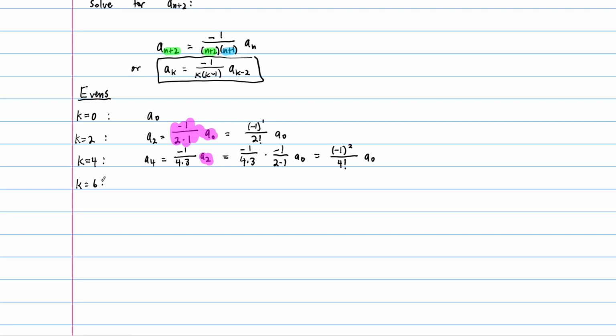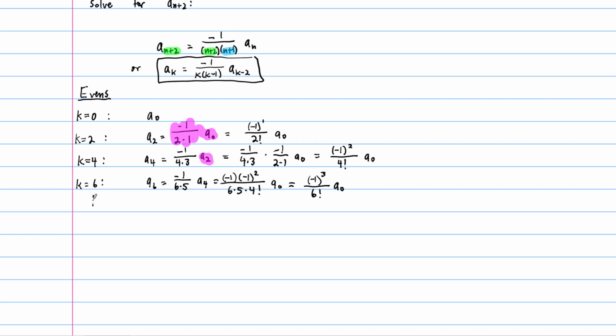We're trying to notice a pattern here if possible. Maybe we've already noticed it, but let's do at least one more. So a sub 6, again using our formula, is going to be negative 1 over 6 times 5 times a sub 4. Same deal. Plug in what we know up here. When we do so, we get negative 1 times negative 1 squared over 6 times 5 times 4 factorial a sub 0. And of course, that is negative 1 cubed over 6 factorial a sub 0.